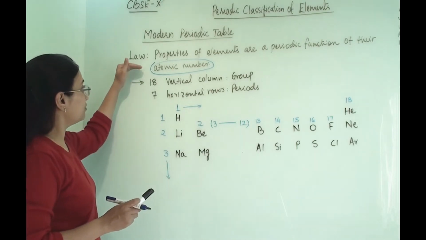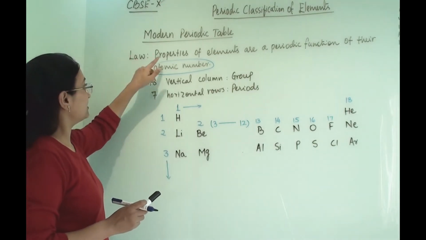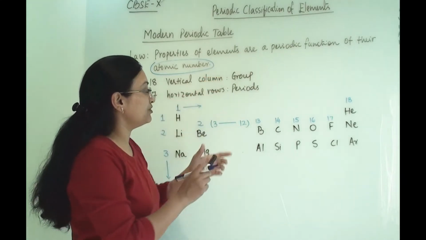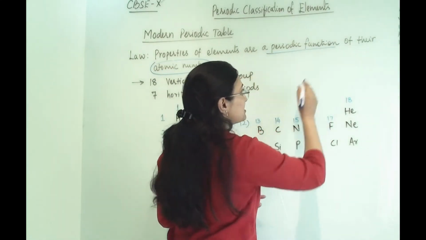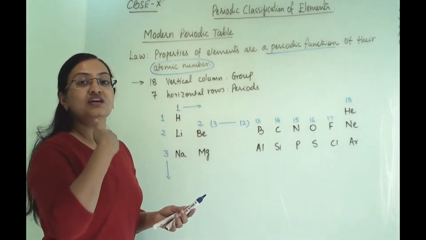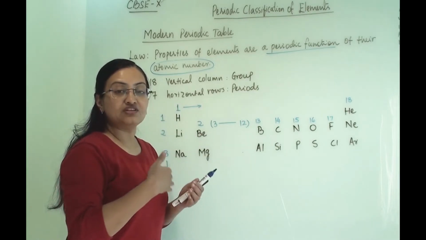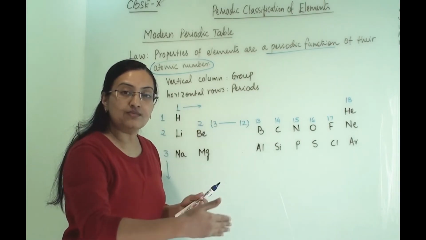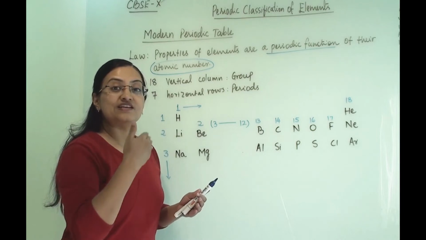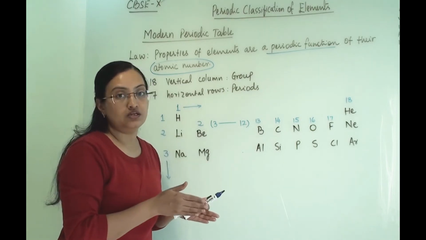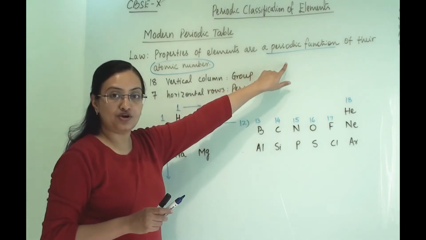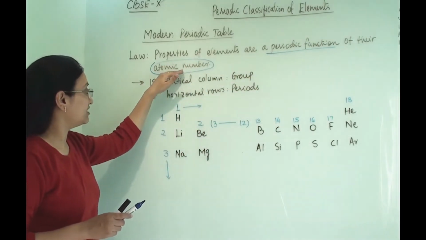So this was the law of the modern periodic table, that properties of elements are a periodic function. Periodic function means that at a certain interval they repeat, that after certain elements, an element will come which has properties similar to another element. That is the meaning of periodic function of their atomic number.